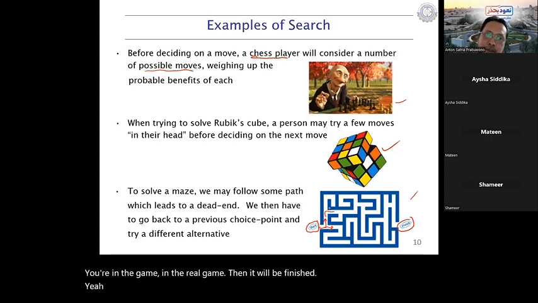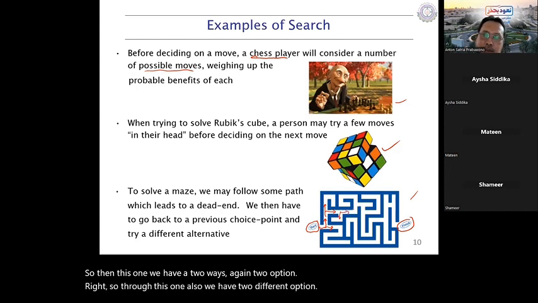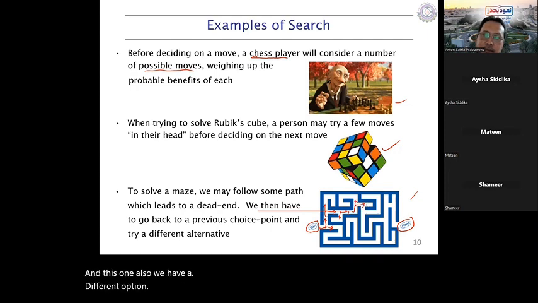Then at this one we have two options again. This one also has two different options, and this one has a different option. So again from this one we have two different options. That is the possibilities. Then go this way, and we reach the destination, finish. That is the search.